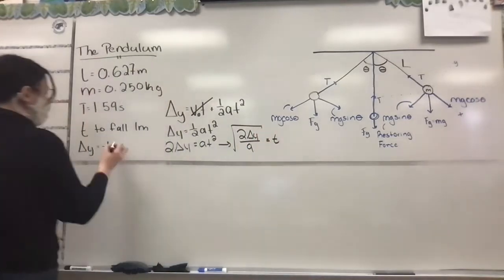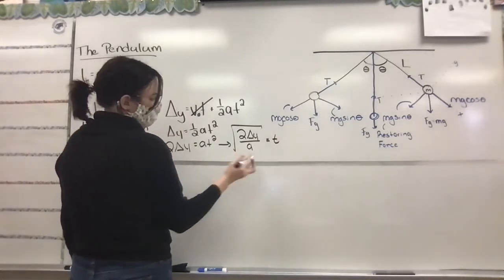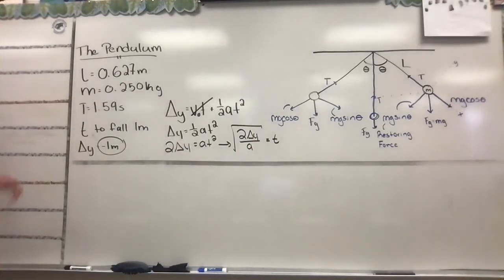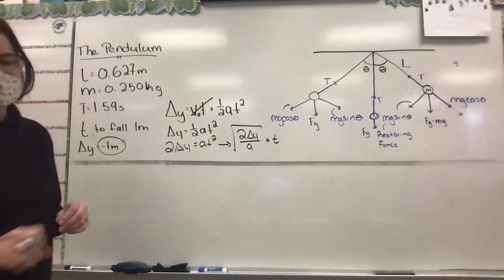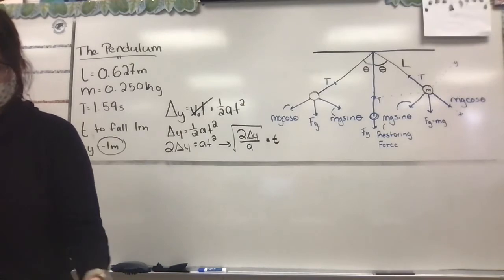Okay, so delta y is -1. What's our acceleration? -9.8. So you're going to do the square root of 2 times 1 times -9.8. That's going to give us how long it takes for it to drop. Let me know when you got your answer.